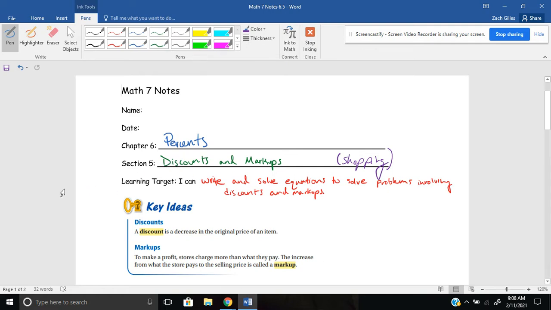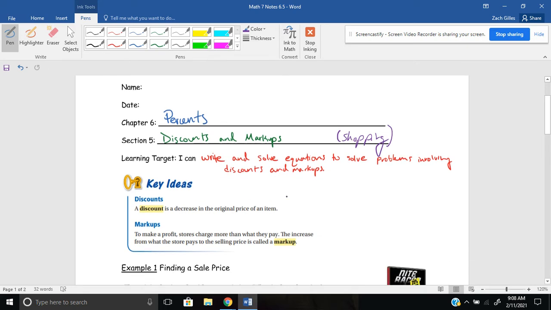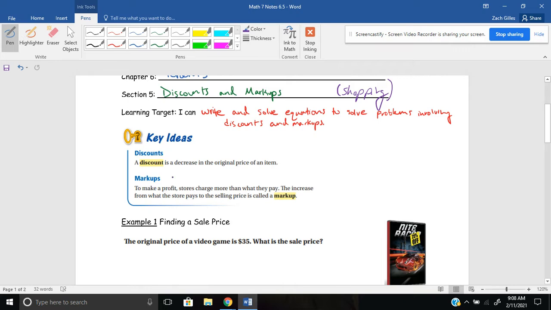So it's a good idea, it's nice to be able to calculate and know how to calculate discounts and markups, so you know how much you're saving or how much you're spending. For our learning target, it's I can write and solve equations to solve problems involving discounts and markups. And let's define a discount and a markup right away.